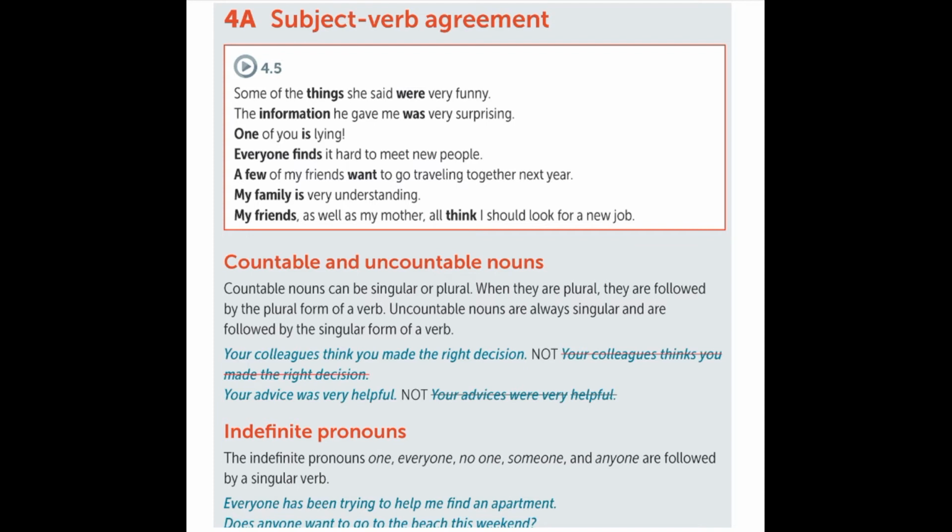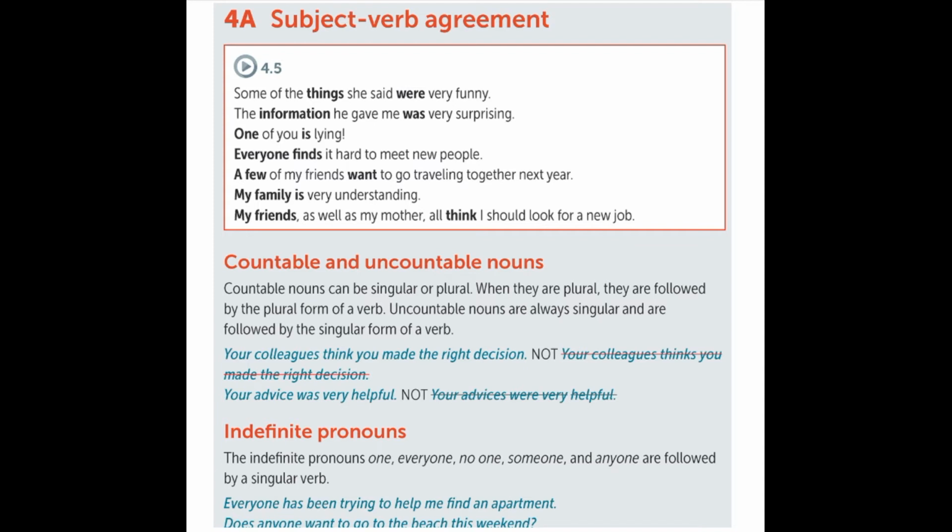So let's check the examples here in the grammar points. The first one is about countable and uncountable nouns. Countable nouns can be singular or plural. When they are plural, they are followed by the plural form of a verb. Uncountable nouns are always singular and are followed by the singular form of a verb. Let's check some examples. Your colleagues think you made the right decision. Not your colleagues thinks. You see, colleagues is a word in the plural, a countable noun. So we use the verb in the plural form, right?